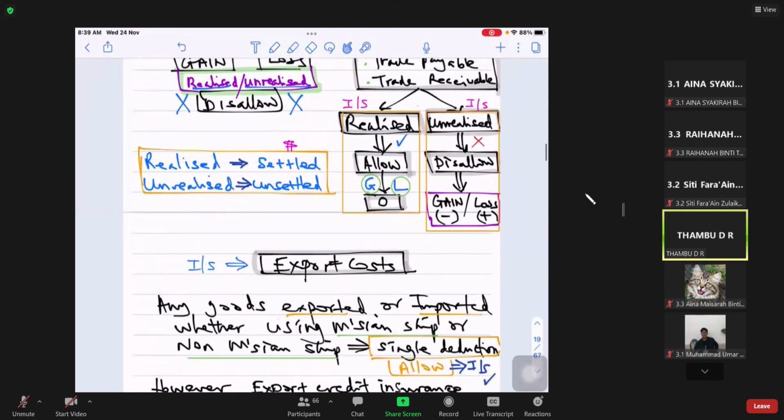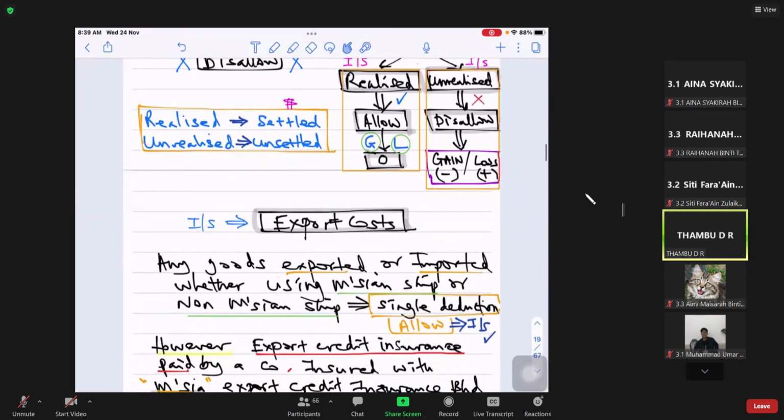Okay. Export cost. Any goods exported or imported, whether using a Malaysian ship or non-Malaysian ship, we allow, but only single deduction. Last time it used to be double deduction. That is more than 2 years ago, if you exported or imported using a Malaysian ship, we allowed double deduction. Now, whether you use a Malaysian ship or non-Malaysian ship, single deduction.